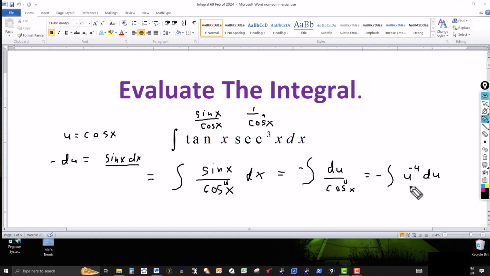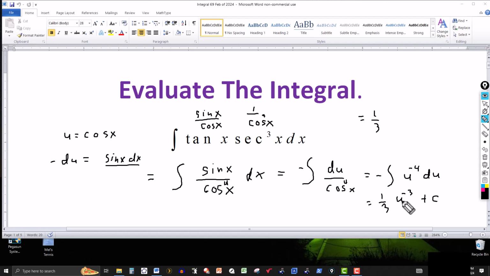And then I just integrate with respect to u. Add 1 to this exponent gives me a negative 3. And then divide the coefficient negative 1 by a negative 3. And this will give me 1/3 u to the negative 3, plus the constant of integration. I'll go over here then. This is going to equal 1/3.